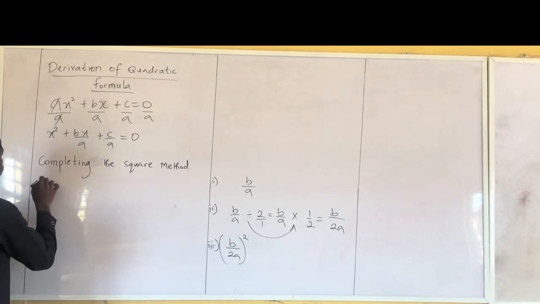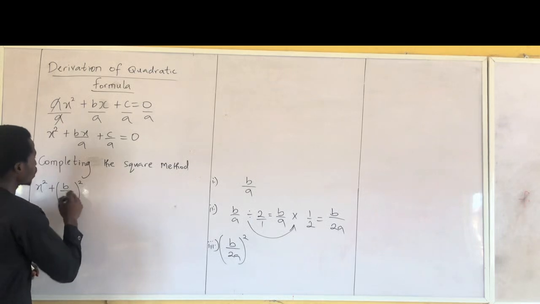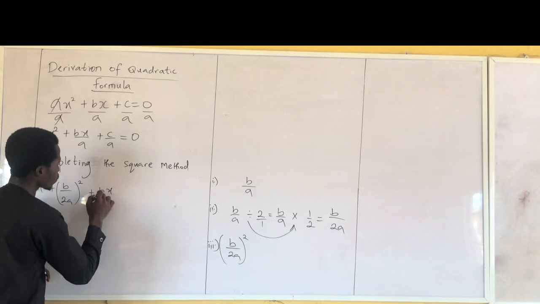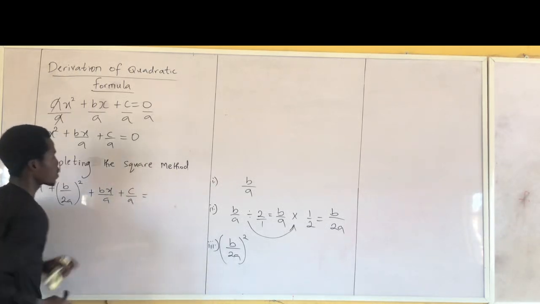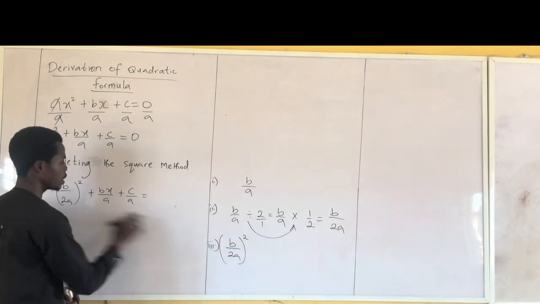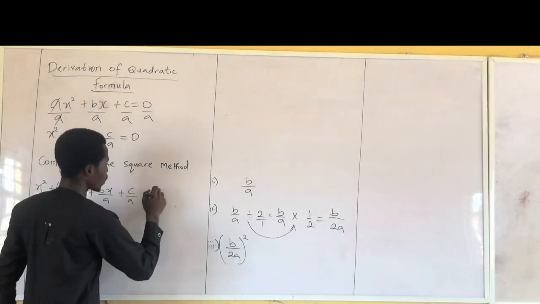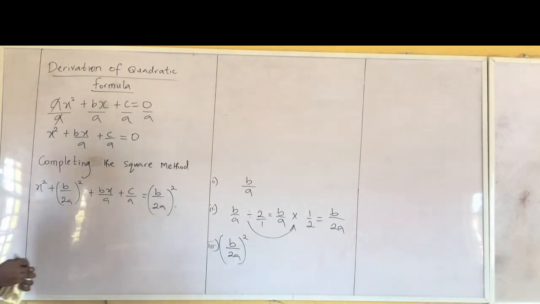Now that's going to give us x squared, plus b over 2a, all raised to power 2. Okay, plus this, don't remove it yet: bx over a plus c over a equals 0 plus what we have here. Since we are adding this to both sides, 0 plus any number is still that number. So you're going to have b over 2a, all raised to the power of 2. How are we together?